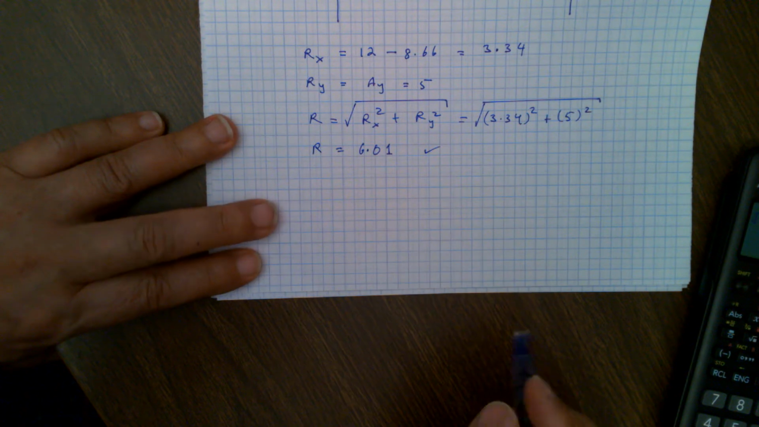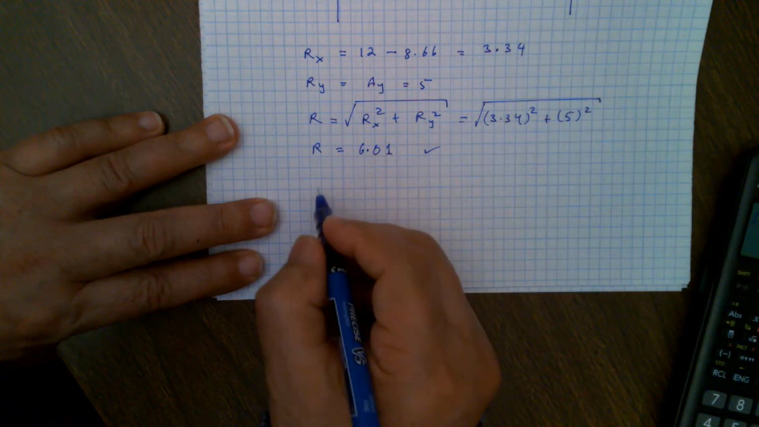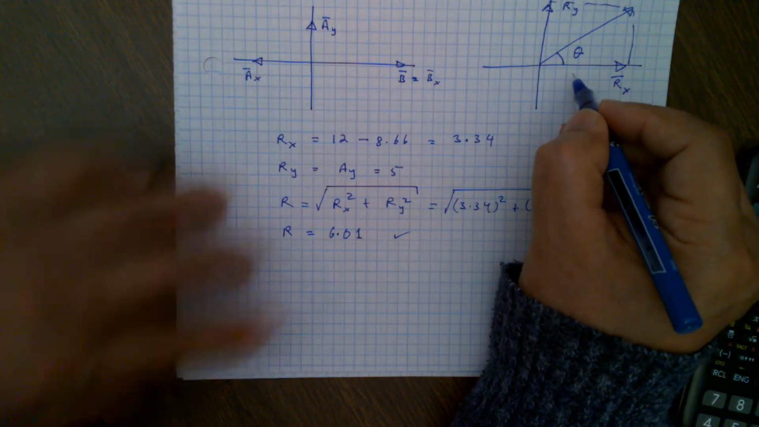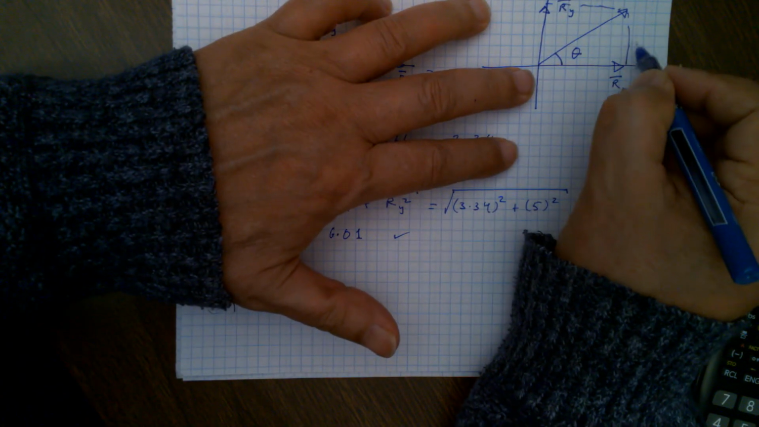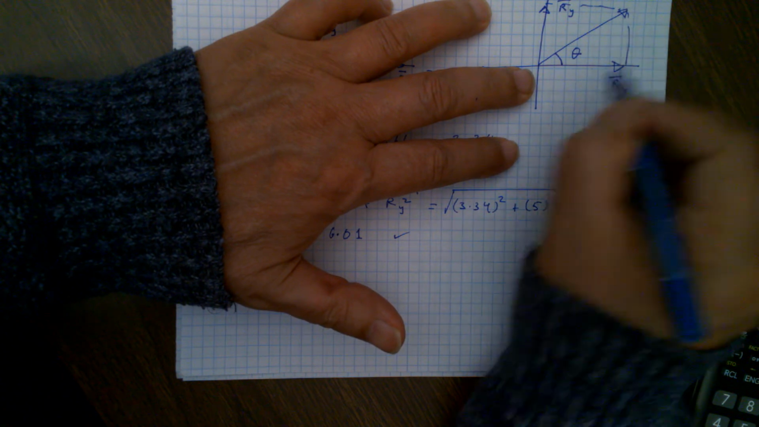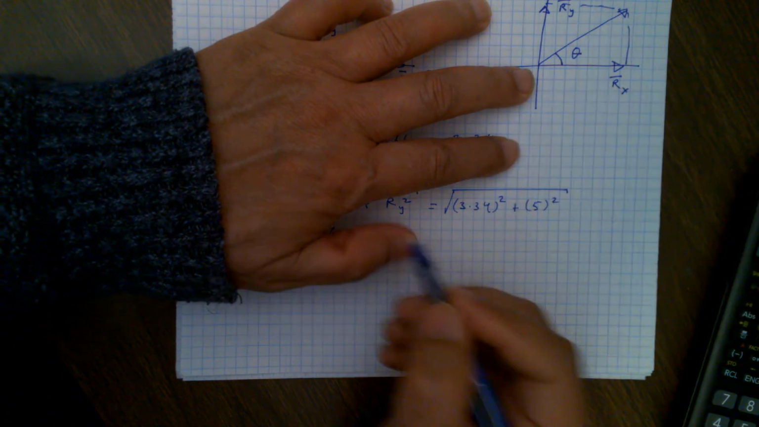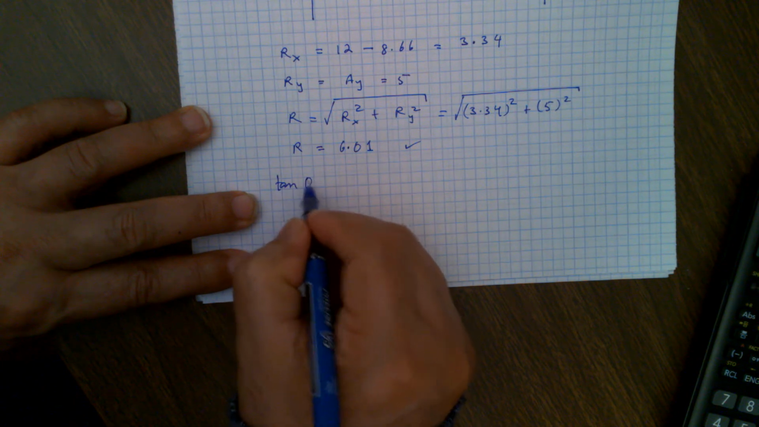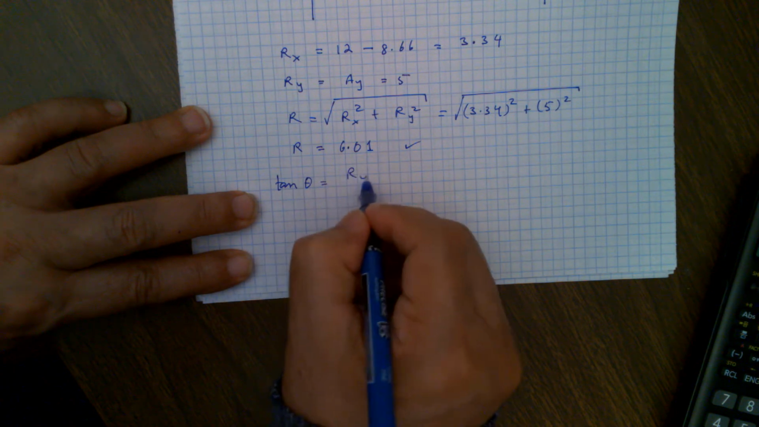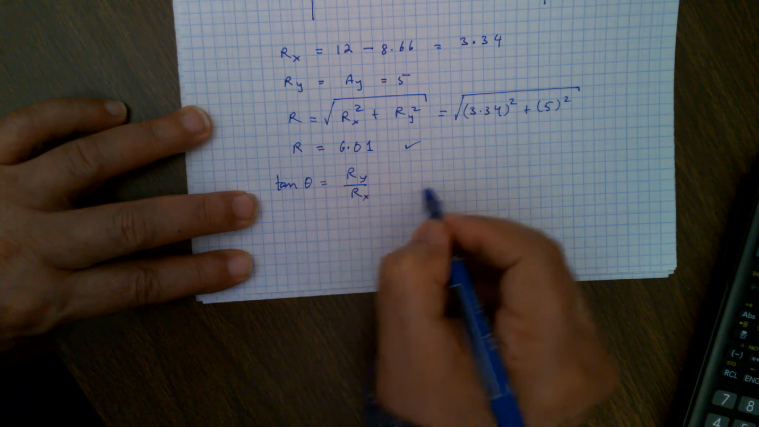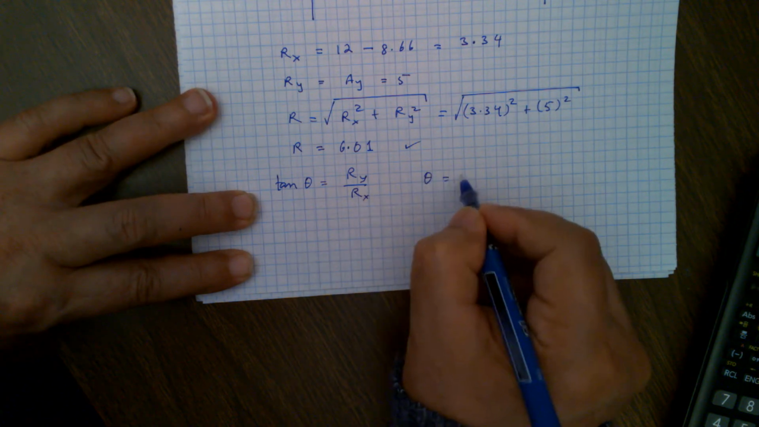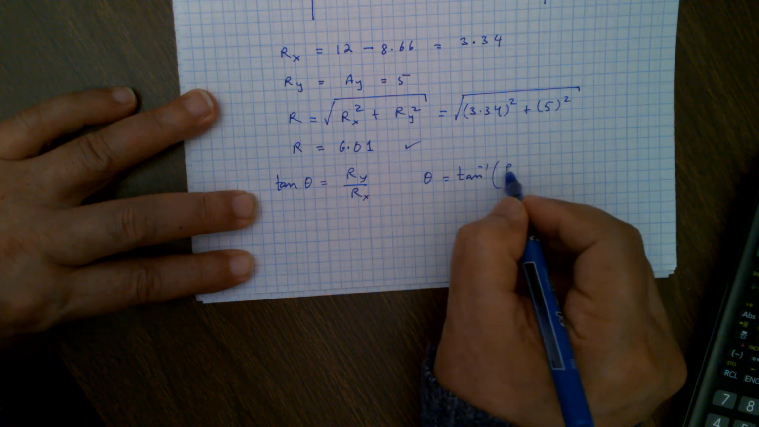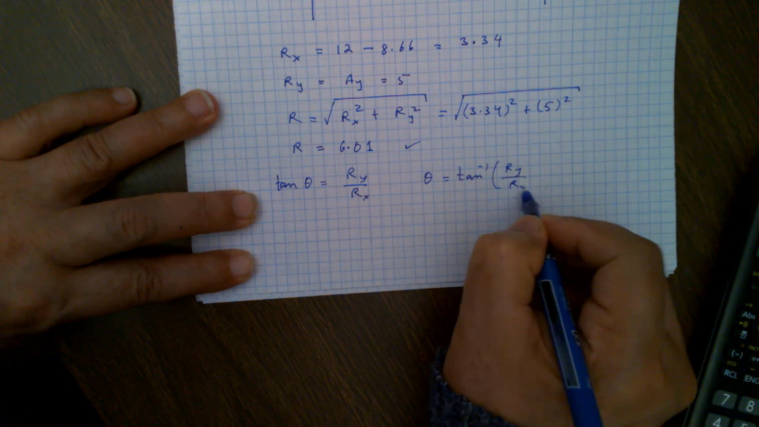Now, what about this angle theta? As you can see, this component is Rx, this component is Ry. So Ry divided by Rx is tangent theta, right? You can check from that triangle. Tangent theta is equal to Ry divided by Rx. So theta is tangent inverse of Ry by Rx.